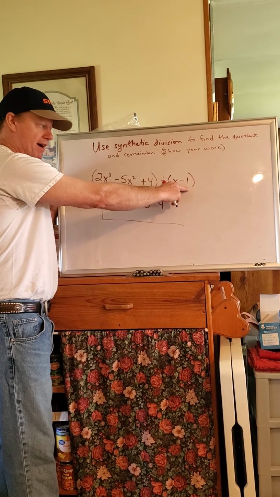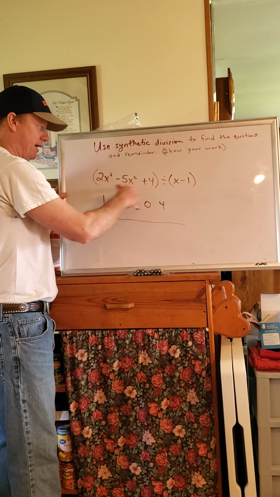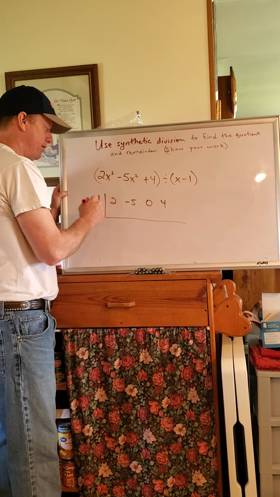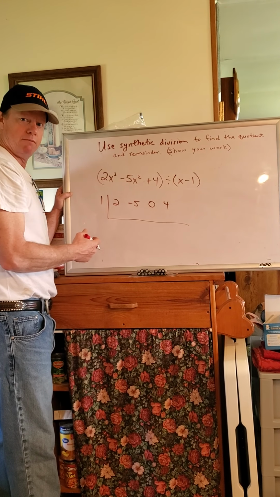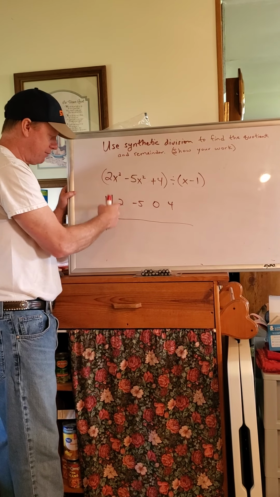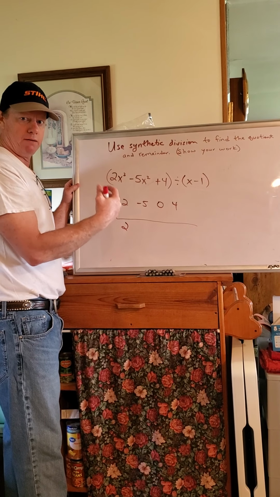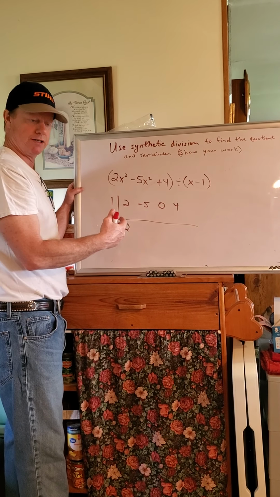Since I'm dividing by a factor, I go opposite sign of what's there. I'm not going to put a -1 out here. I'm going to put a +1 out there. So this is how I set up my synthetic division. You bring down the first guy in the ball game. The first guy in the ball game in this case is a 2. And then you multiply and add, multiply and add, multiply and add until you finish the problem.